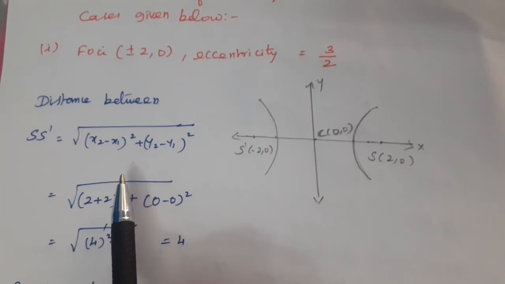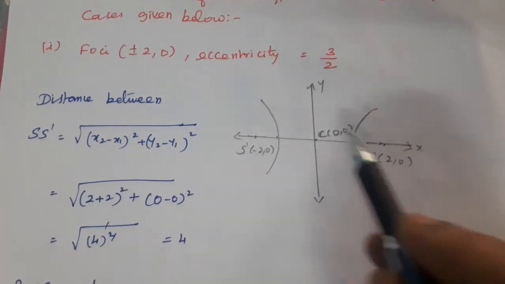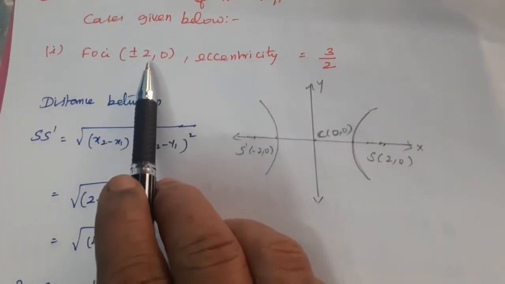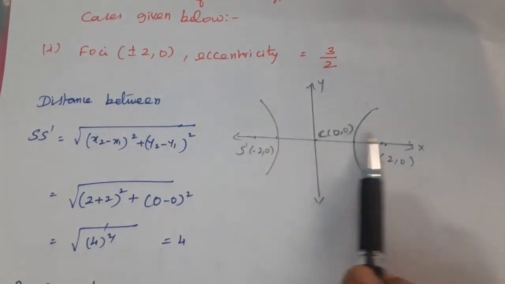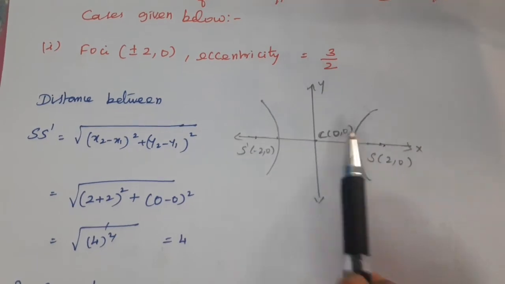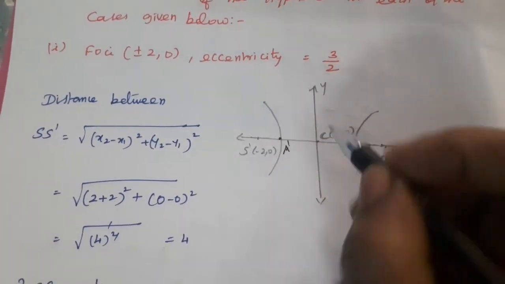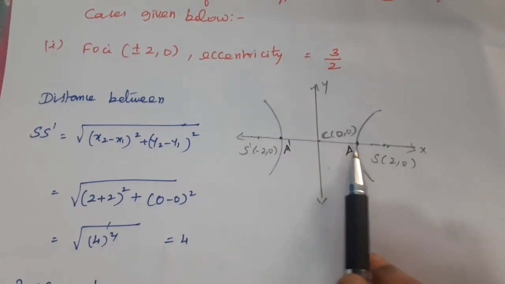So what do we need for the equation of the hyperbola? We need the A value as well as the B value. So what is the focus? See the diagram here also. This is the focus, plus or minus 2 comma 0. The hyperbola is passing through the origin, therefore the center is 0 comma 0. This is the vertex A, this is the vertex A dash. But A and A dash are not given.